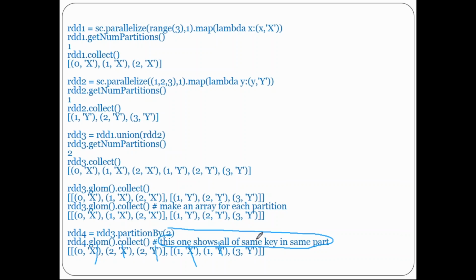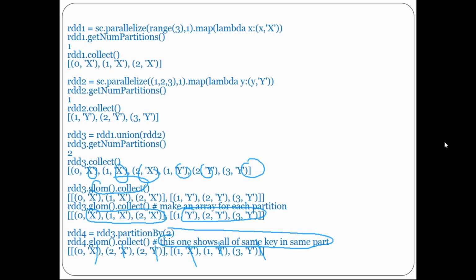Here x, y, because you have two partitions, right? One partition you should have x and y, so 2x and 1y, and in the next one 2y's and 1x. This is where your data is partitioned properly. If you see here, you have all x's, you have all y's. Here you have 0 comma x, 1 comma x, 2 comma x, 1 comma y, 2 comma y, 3 comma y. This RDD3 dot collect, when you did a glom operation, it just made an array for each partition.